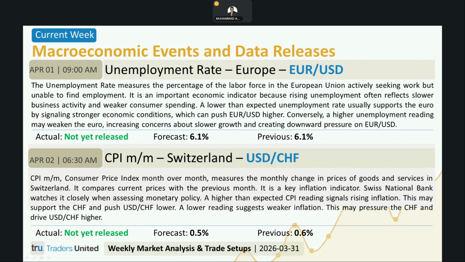Okay. So the final key takeaway is the previous reading was 0.6%, forecast is 0.5%, the actual data not yet released. The CPI release is a key driver of Swiss franc movement, and the market reaction will depend on whether inflation comes above or below the expectations.